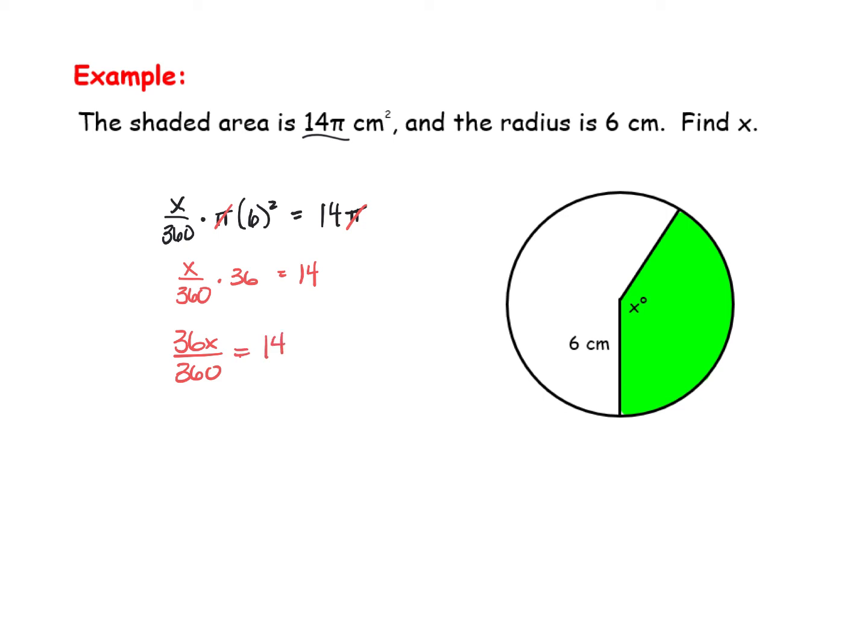But 36 over 360, that reduces to 1/10. Okay, 36 over 360 is 1/10. So really I have x over 10. Okay, so then I can multiply both sides by 10 to clear that fraction. I have x equals 140. So in our case here, that angle is 140 degrees. Again, you can grab your calculator and do all that algebra. I know you can. But if you want to think about that mentally, that's how that would simplify.